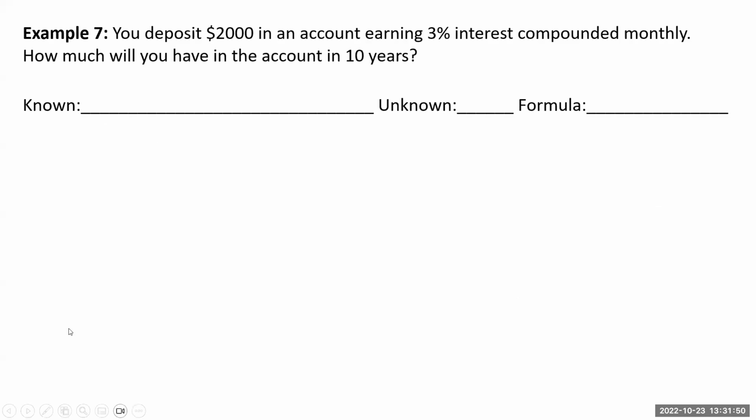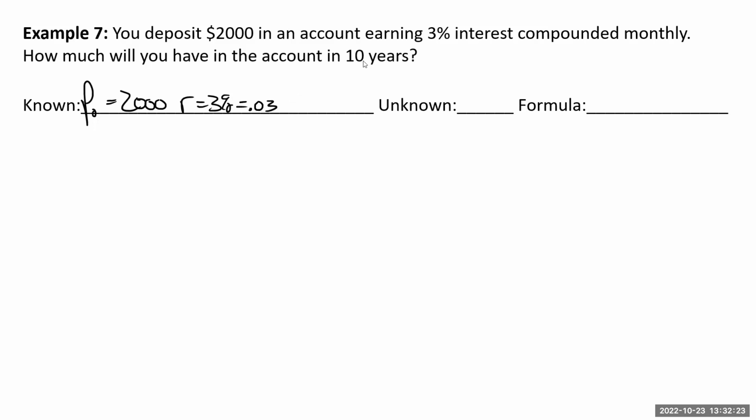Okay, guys, let's take a look here at example 7. You deposit $2,000 in an account earning 3% interest compounded monthly. How much will you have in the account in 10 years? Just like we did with simple, we're going to do the same scenario with compound. We're going to list out what we know and what we don't know and identify the formula. So P sub 0 is equal to 2,000. That's the initial amount that we deposit, the principal. Interest rate is 3% or 0.03 as a decimal.